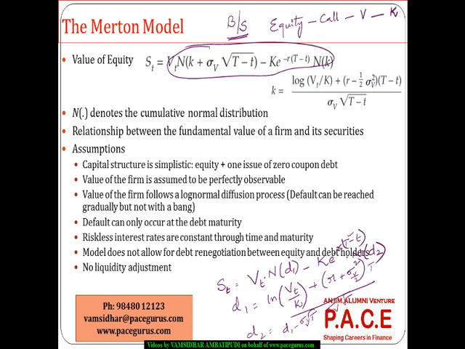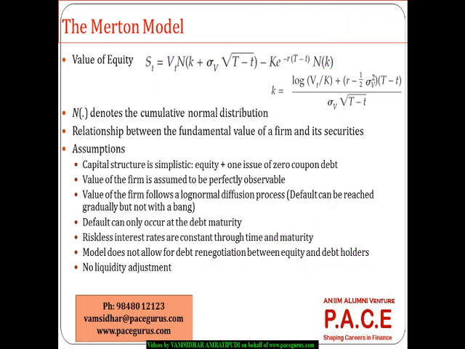So I can very well use this kind of formula to arrive at the value of the equity. N() is talking about a cumulative normal distribution, and this whole formula is trying to build a relationship between the fundamental value of the firm and its securities.